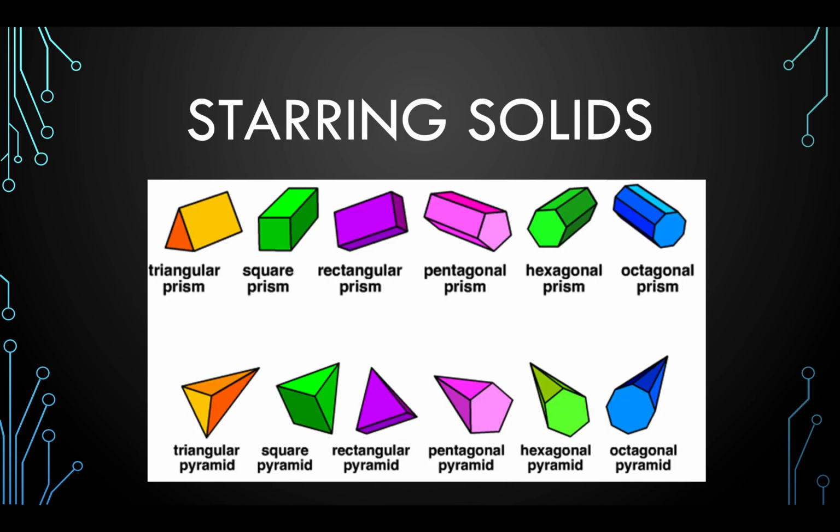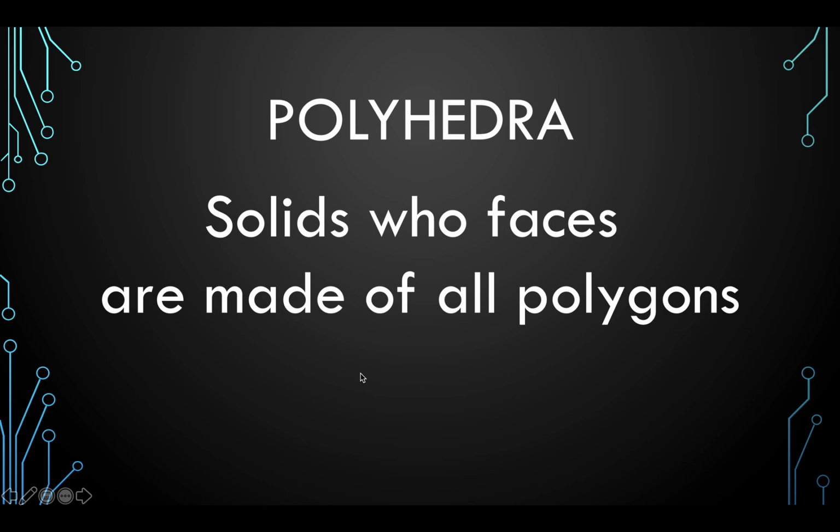Remember, polygons are squares, triangles, hexagons, octagons. All of these have those flat faces that make up the solid. So all of the things in front of you right here are all polyhedra. I want to hear you say that in your fanciest way, polyhedra.